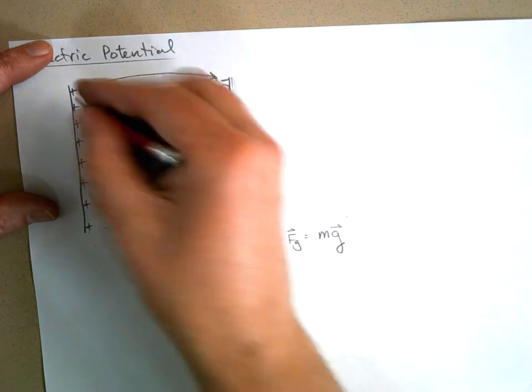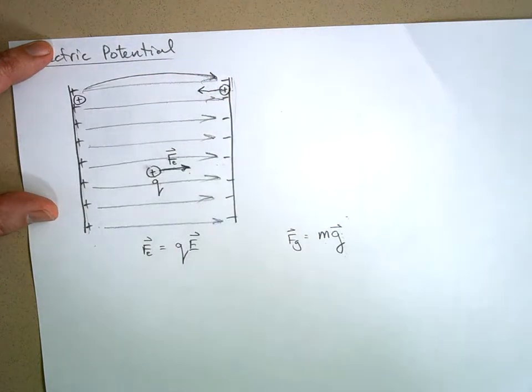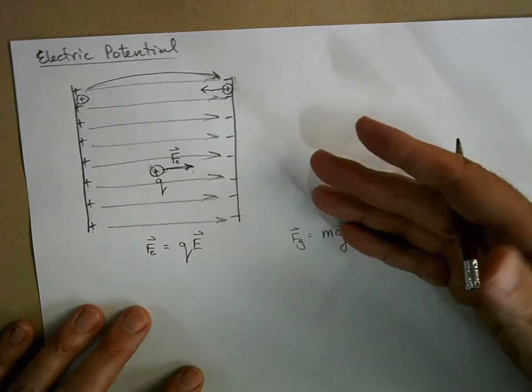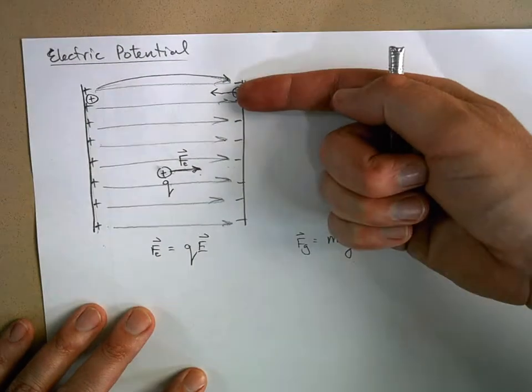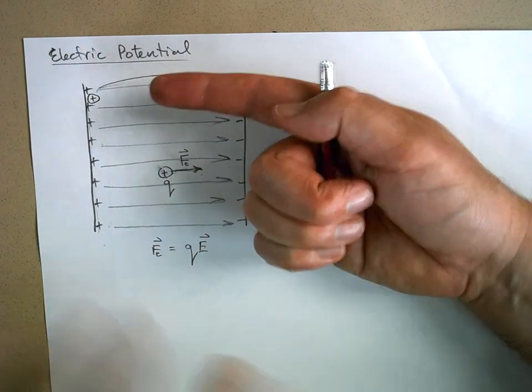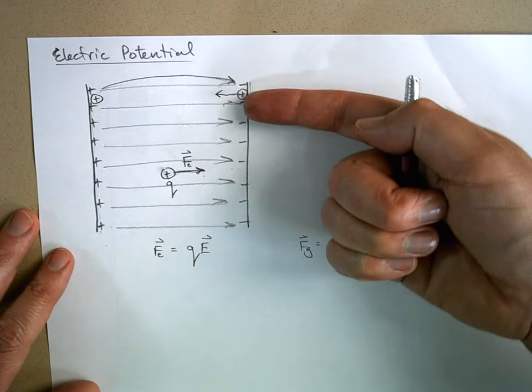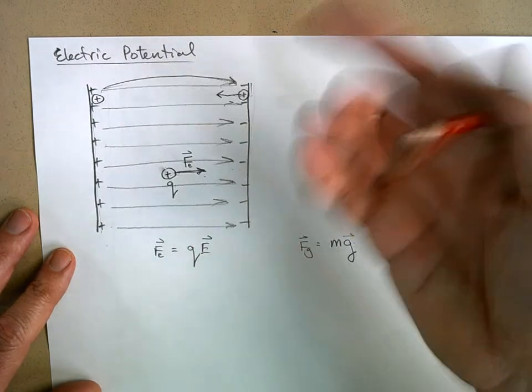Here I go. I applied a force from outside of this system to this charge, and I'm going to move it. I transferred energy from my arm into this charge. And how much work did I do?